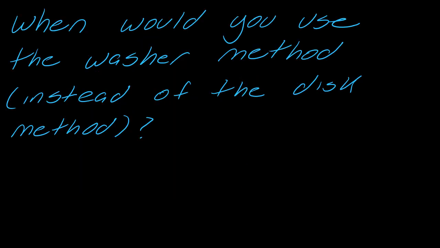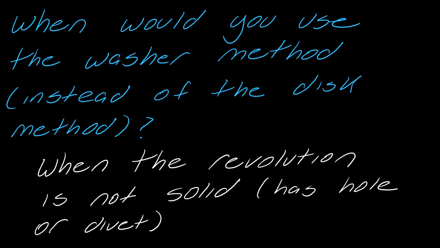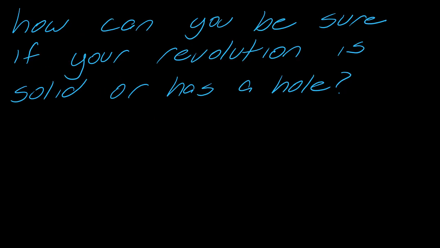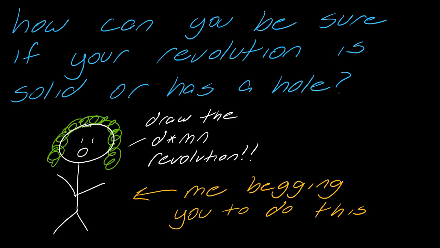So when would you use the washer method instead of the disc method? It's really when the revolution is not a perfect solid. I think of it as either having a clear hole or some sort of little divot in it, okay? So how can you be sure if your revolution is solid or has a hole? You have to draw the revolution, okay? You have to draw this, okay? If you don't draw this, then you are really going to struggle with all of this, okay?